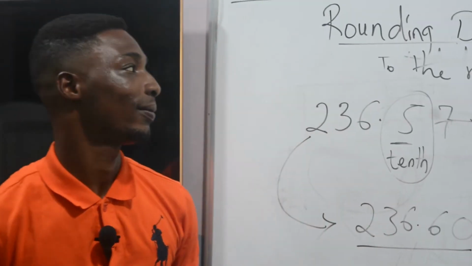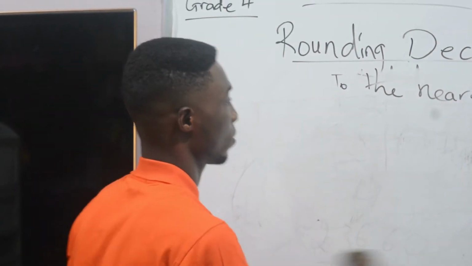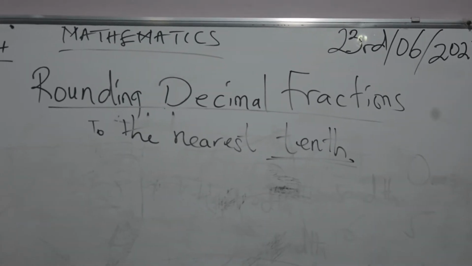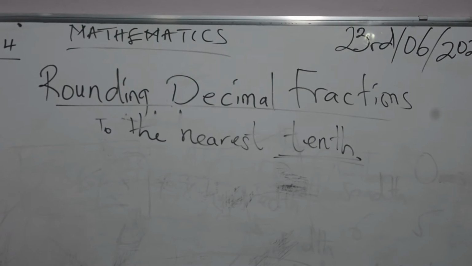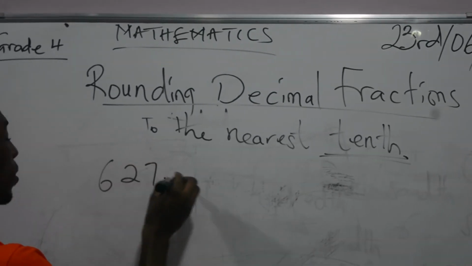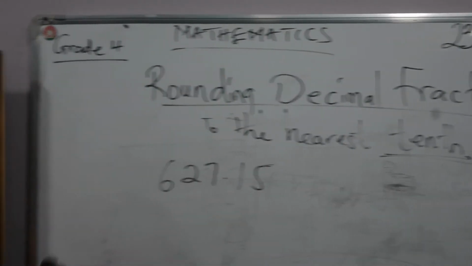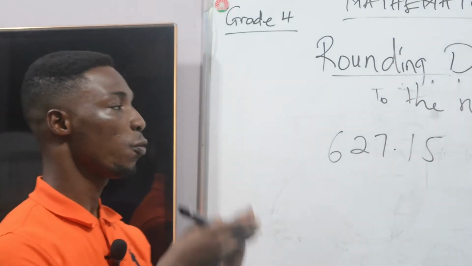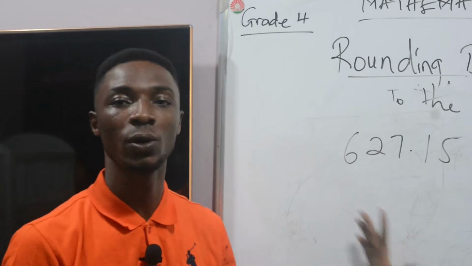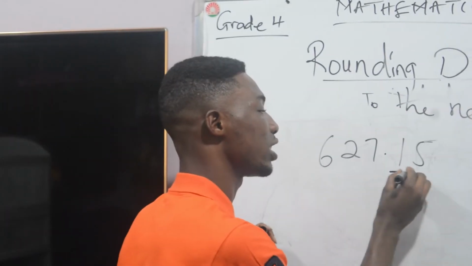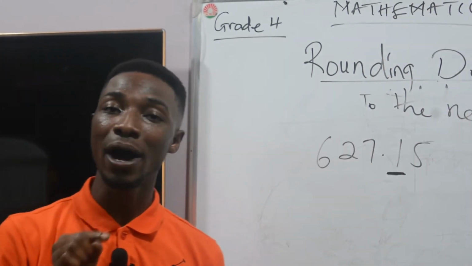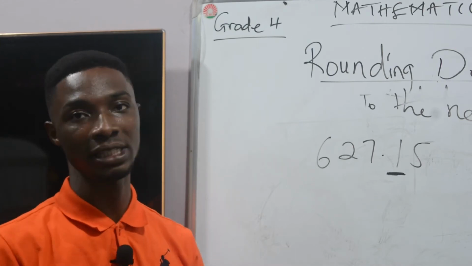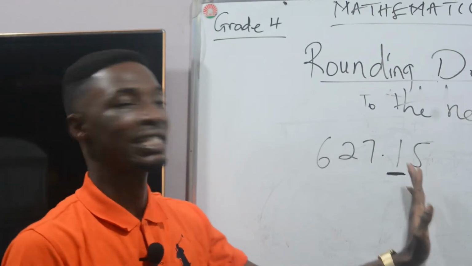Let's take another example. We are still rounding decimal fractions to the nearest tenth. So you look at the number given to you in the question and locate your tenth position. So this is my tenth position. I underline it. After underlining the number of interest, the next thing to do is look at the number just after it. So the number just after the 1 here is 5.